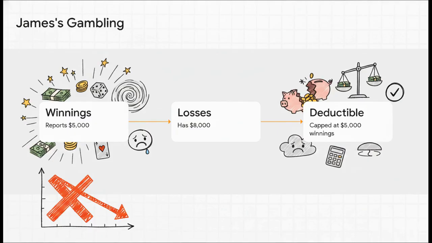So, what is James's final deductible gambling loss? It is capped right at $5,000. That extra $3,000 in excess losses produces absolutely no deduction for him. And unlike the charitable contributions we talked about earlier, he cannot carry that excess loss forward to next year. It's just gone. The takeaway? Keep meticulous records of every win and every loss, because the IRS scrutinizes this section heavily.